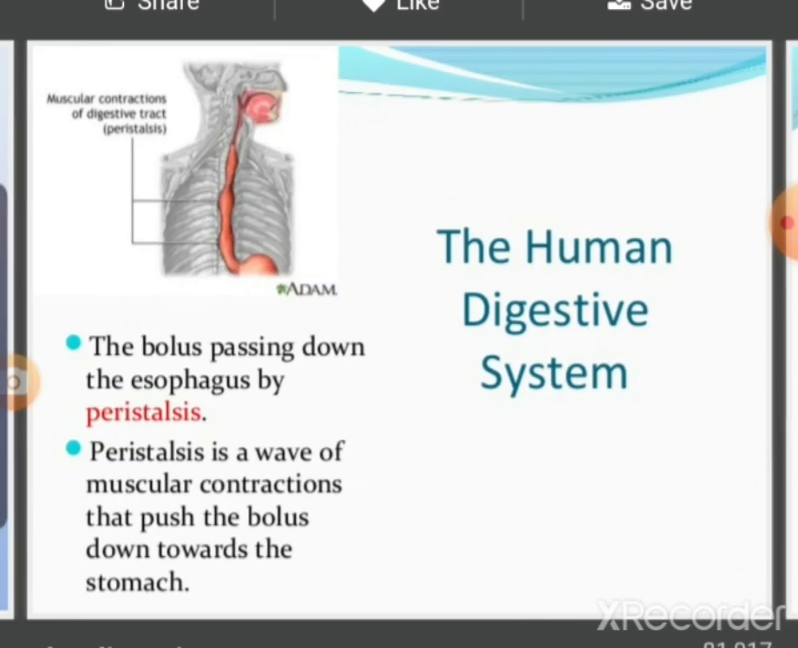So when we are swallowing something, the bolus passes down through the esophagus by a movement, and that is called the peristalsis movement. So what is peristalsis movement? It is actually the muscular contraction in the esophagus that pushes the bolus down into the stomach.